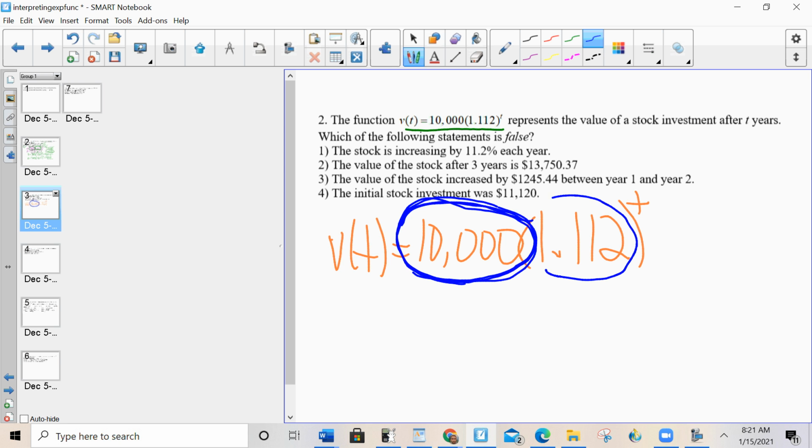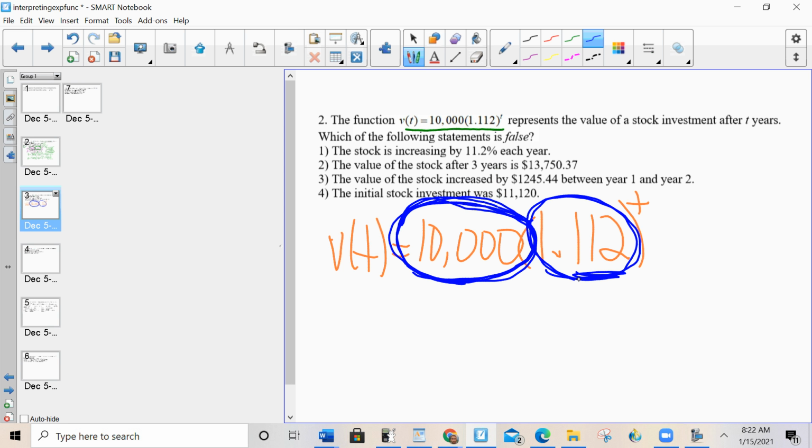This is telling me, since it's more than 1, that the stock is increasing. What is it increasing by? Well, what am I adding to 1? I'm adding 0.112, which as a percent would be 11.2%. So I'm just looking at this, and I know that I put $10,000 into this stock, and it is growing 11.2% each year, based on my understanding of the components of the exponential function. So I'm going to go through each choice now.